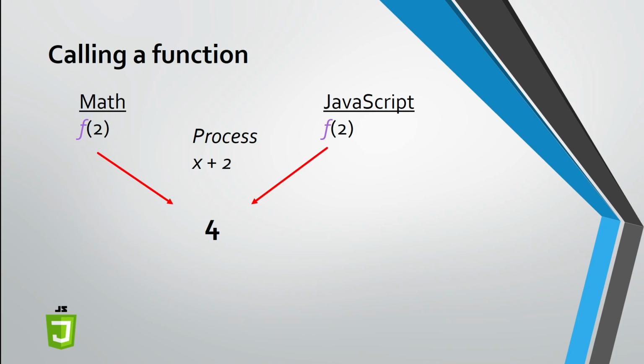So once you've defined the function, how do we use it? And that's called calling a function. Now, the nice thing is, whether it's in a math class or in a JavaScript class, calling the function is the same. You write the function name, provide whatever information it needs, and then the function will be able to complete its process. Now, in this case, the process is x plus 2. And, whether it's in a math class or in a JavaScript program, we will get the value of 4 returned from our function. So let's go over to our replit and see how this is done.